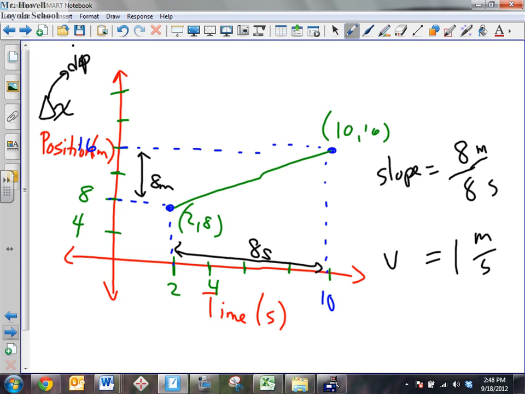So what you can write down now is this. The slope of a position versus time graph is velocity. The slope of a position versus time graph is velocity.